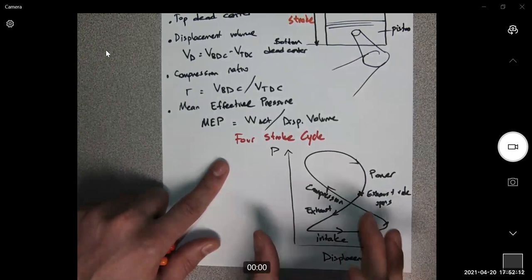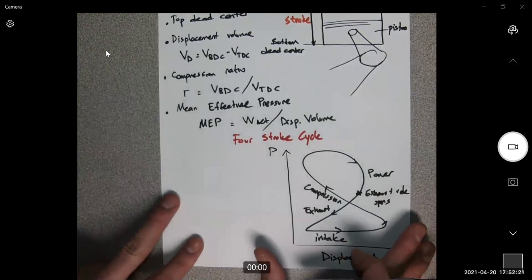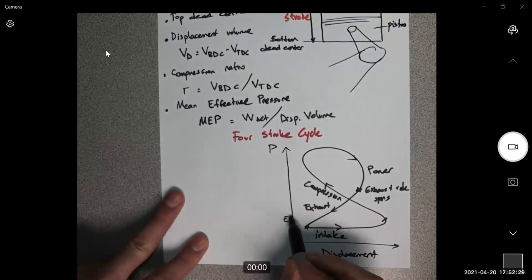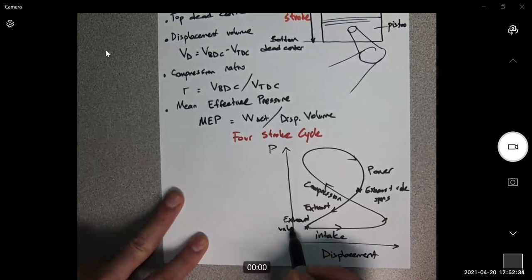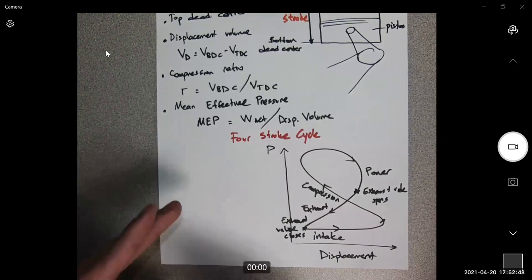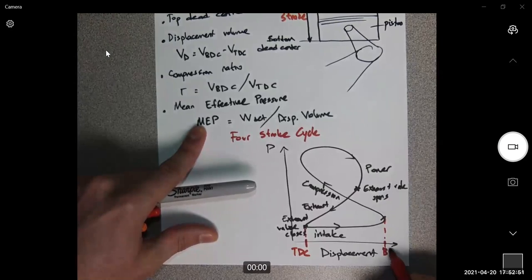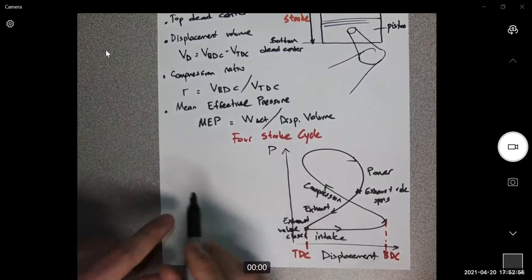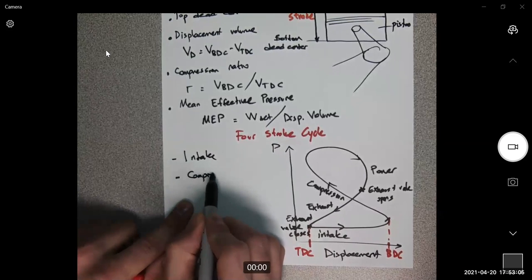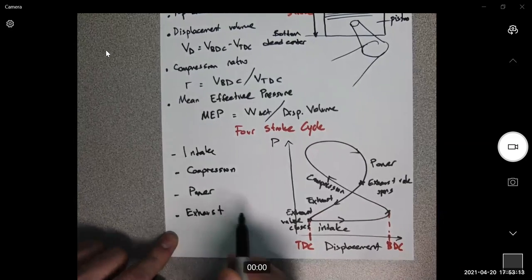We're not going to take exhaust and intake in the power cycle calculations, but we're going to look at those as heat introduction or reduction in the cycle. And the exhaust valve closes here. Top dead center, bottom dead center. Those four strokes are intake, compression, power generation, and exhaust. We're going to look at these in detail.